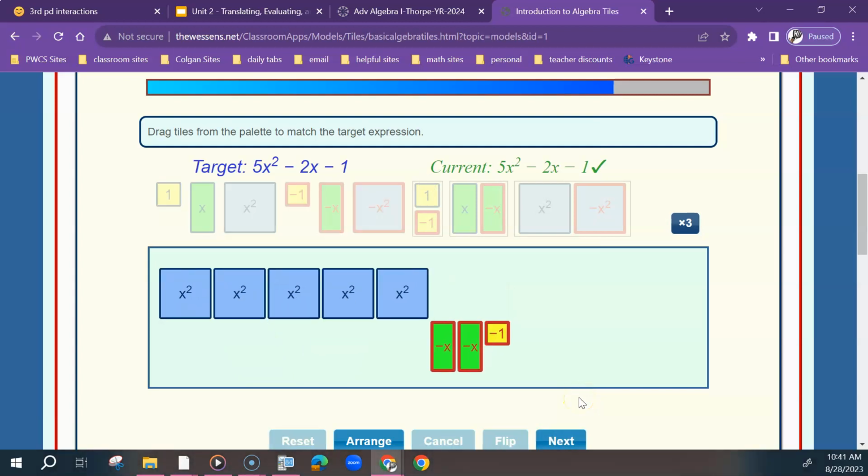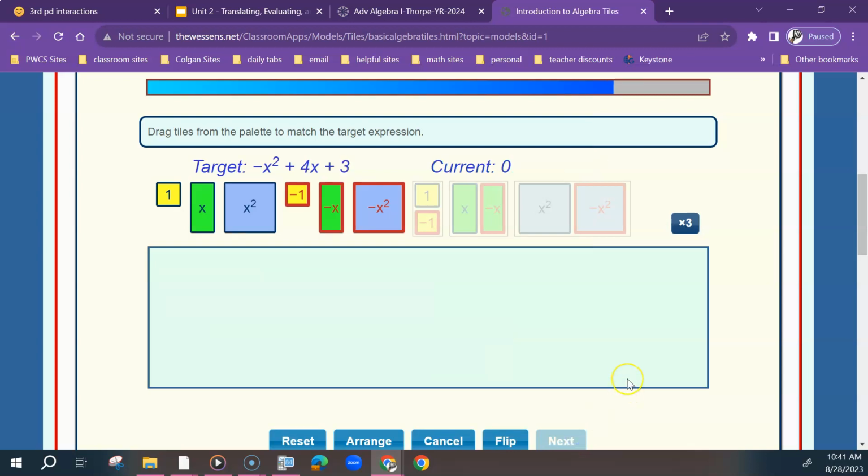Right. We have time to maybe do one more. -x squared plus 4x plus 3. So you guys go ahead and model that. -x squared plus 4x plus 3.